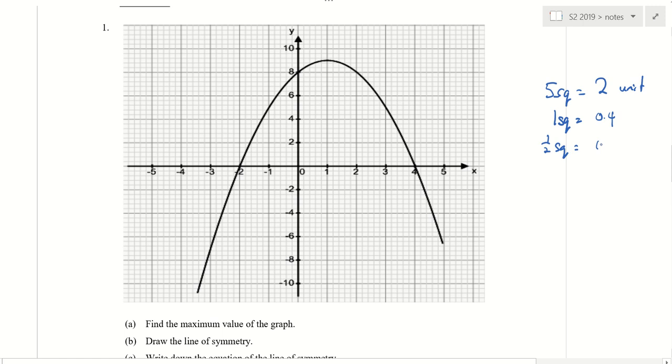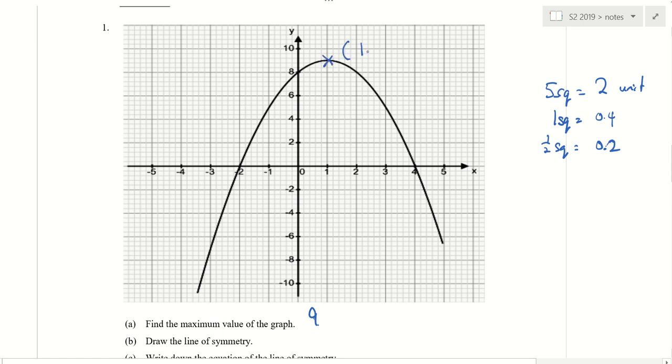Yeah, 0.4. So half a square will be 0.2. You cannot go smaller than 0.2. That means you cannot have 2 decimal places. That's what it means. So therefore the answer is just 9. Alright? How do I get 9?